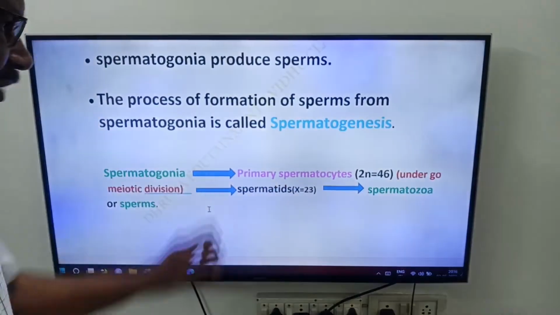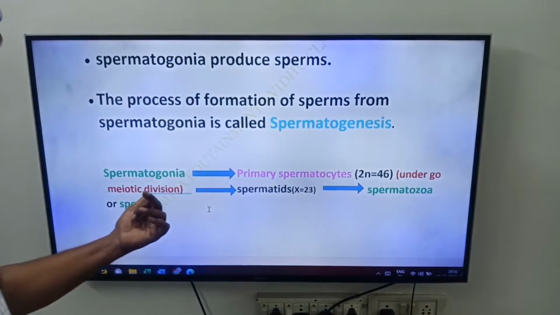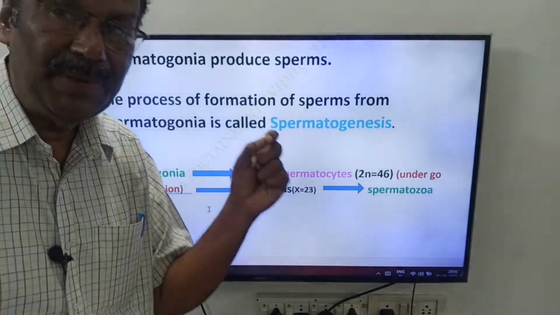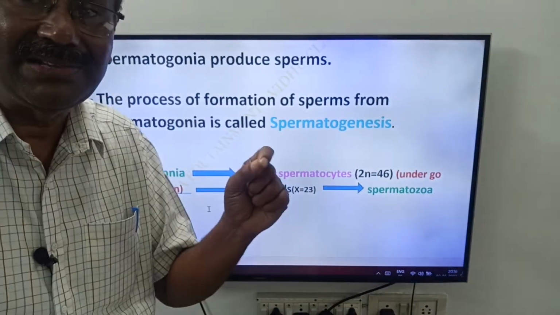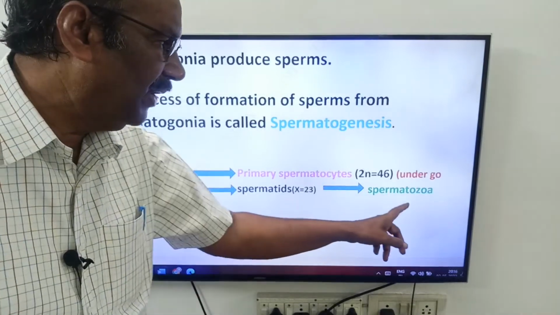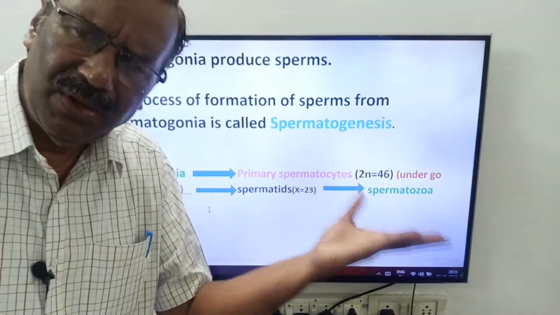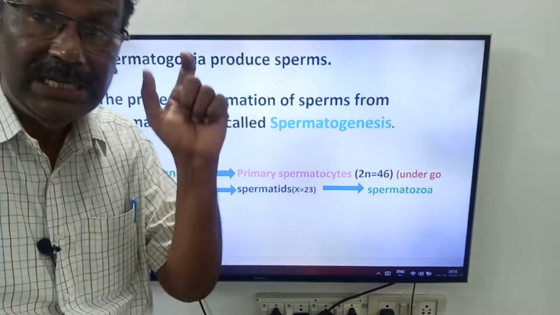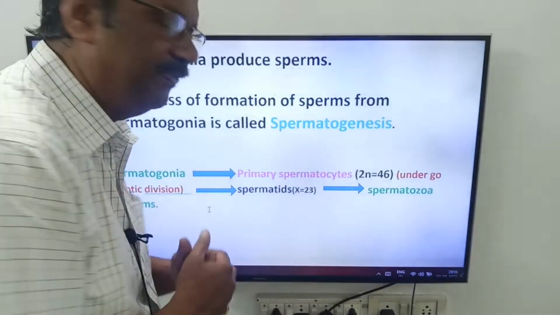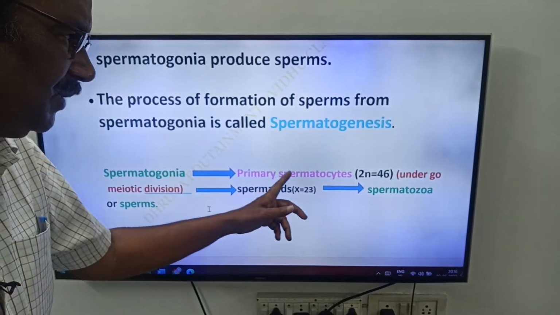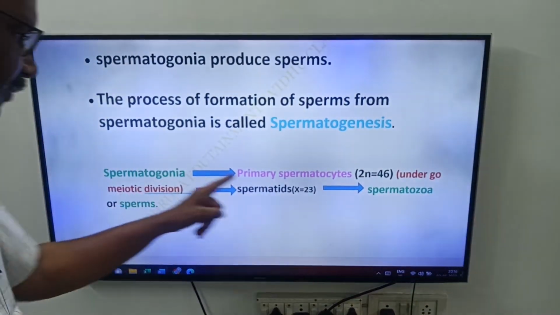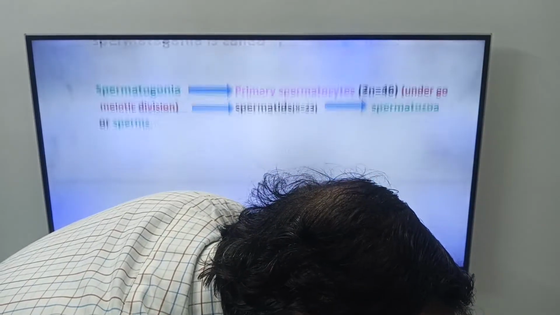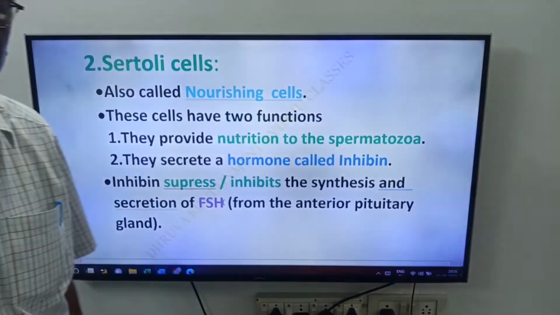These primary spermatocytes, very, very important, undergo meiotic division, reduction division. Due to that, we will get spermatids. Spermatids have only 23 chromosomes, that is n number of chromosomes. The spermatids modify into spermatozoa or sperms. Sperm cells have 23 chromosomes, n number of chromosomes. The important point is where the meiotic division is taking place: primary spermatocytes undergo meiotic division and form spermatids. Okay, friends, that is about the spermatogonial mother cells.